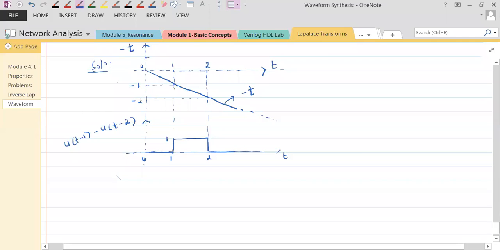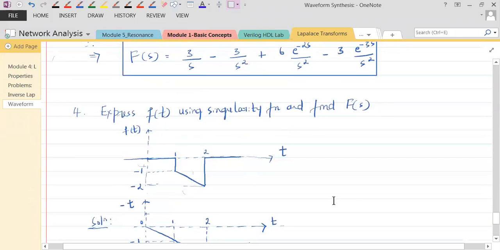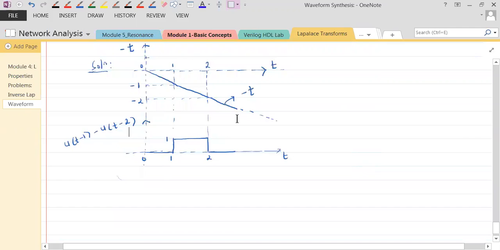So this is minus t, this is u of t minus 1 minus u of t minus 2. Which operation do you perform on these two so that you will find the given f of t? Which operation will you perform, anybody? Which operation needs to be performed on these two so that you will get this given waveform?